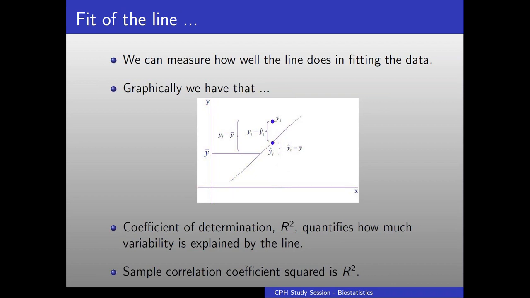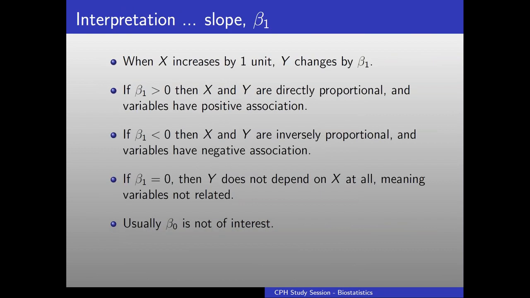There's a connection to the correlation coefficient. If you square the sample correlation coefficient, you're going to get the coefficient of determination. That's why it's called R squared. The main parameter of interest in a linear regression is usually your slope parameter, beta 1.